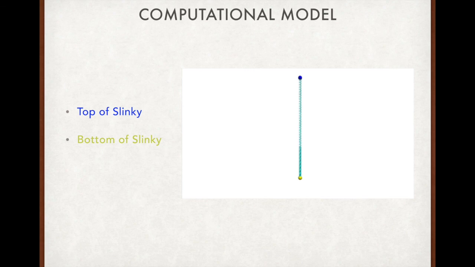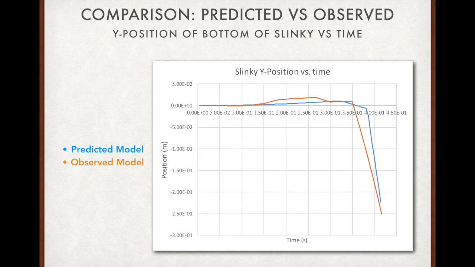Here's what my computational model looks like for my predicted motion of the falling Slinky. As you can see, the two Slinkies that I used to model this motion have different stretch. Here I compared the position of the bottom of the Slinky versus time for my predicted and observed models. As you can see, in the beginning, both models oscillate at a slightly different rate. However, once they reach time 0.35 seconds, they start to drop. This is because the Slinky has finally caught up and begins to fall at the force of gravity.